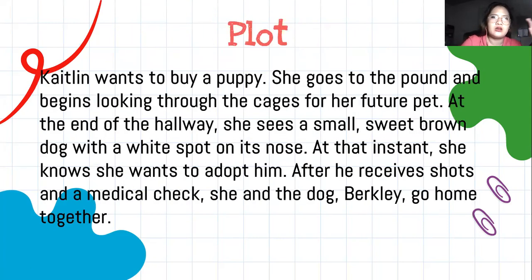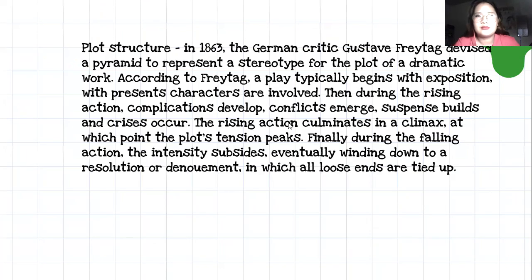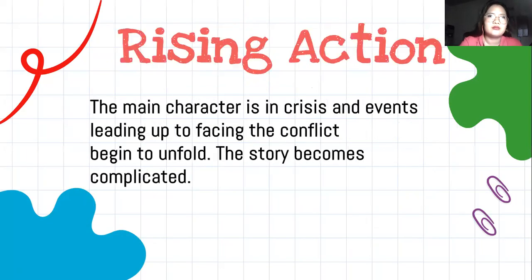So, tignan natin yung, wala dito yung diagram. Ito. So, ito yung exposition. Rising action, climax, falling action, then resolution. Okay? So, rising action is, this is where the character, kakaproblema na siya. Yung pinapakita niya na yung pwedeng maging conflict na ma-unfold. Yung dito nagiging komplikado na yung storya.